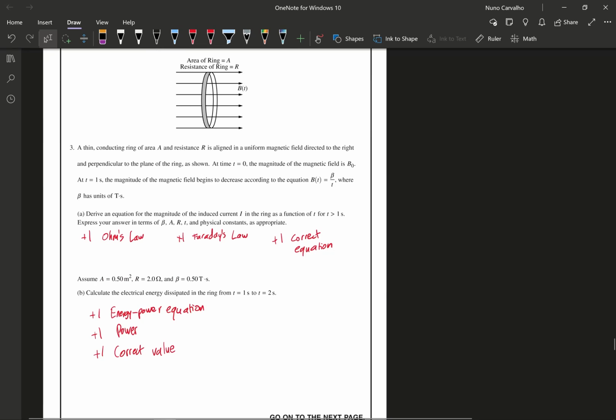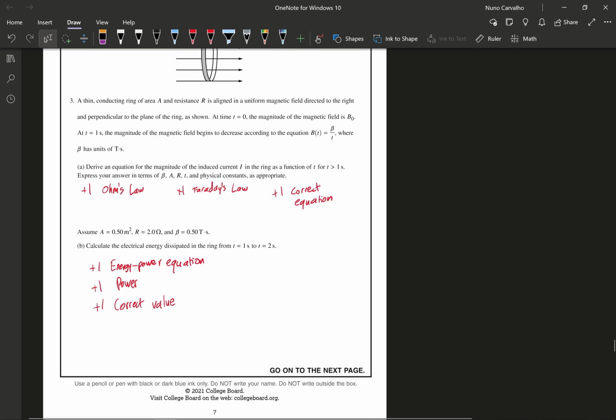So part A, we're asked to derive an equation here, and so I think there's 3 points that you're going to find here. One is for correctly bringing up Ohm's law. Another one's for correctly bringing up Faraday's law, right? So this is connecting the current to the voltage. This is connecting the voltage to the magnetic flux. And then finally, a point for the correct equation that's going to be overall combining those two things.